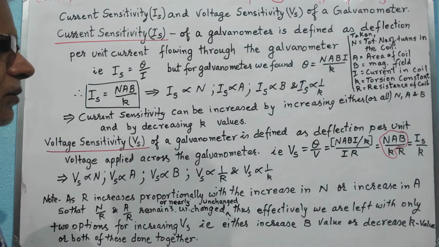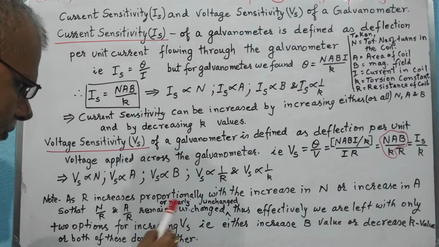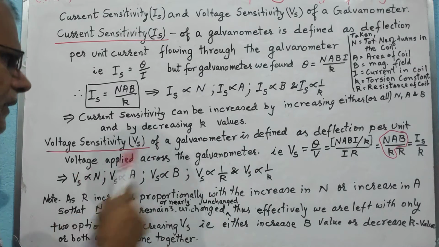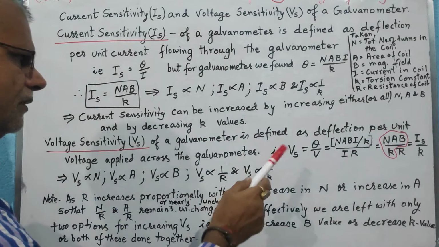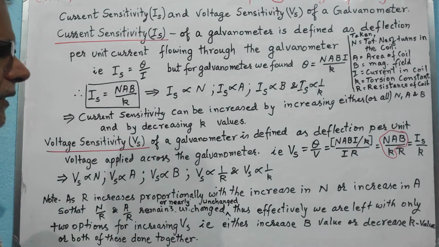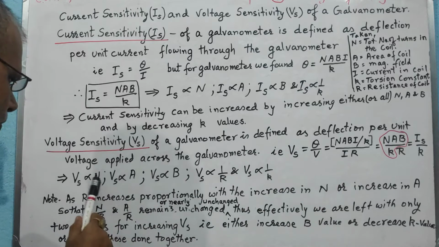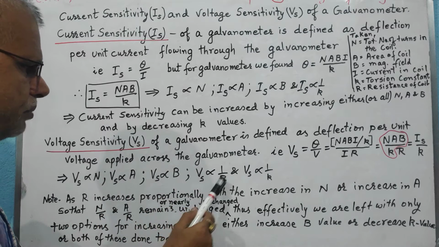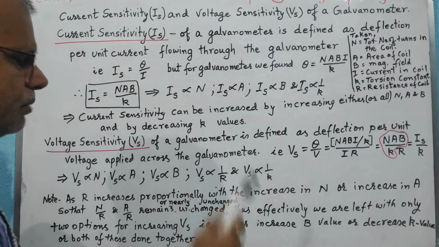But one thing we have to look at, we will just talk shortly. Before we talk about it, we will look into this relation. From this relation, what you see is that voltage sensitivity is proportional to N, proportional to A, proportional to B, and inversely proportional to R, and inversely proportional to K.